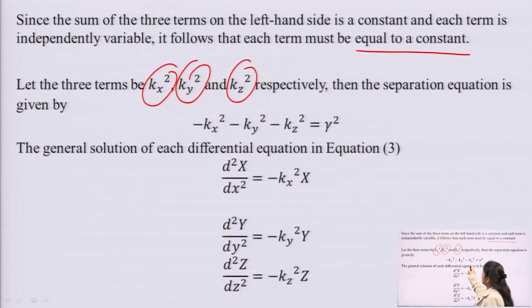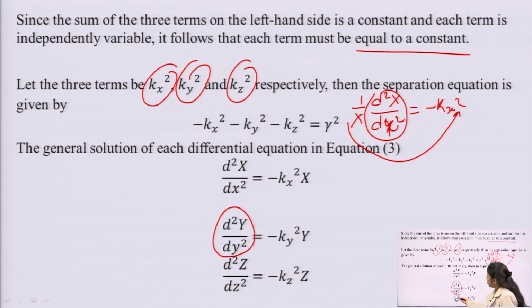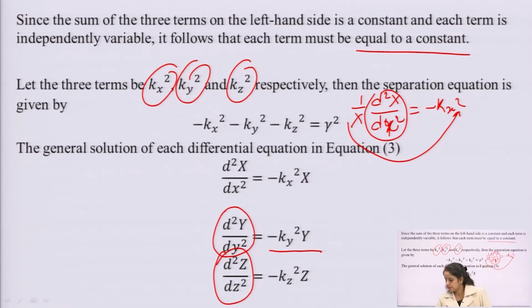So, we have this expression, and when we say 1 by X d square X by dx square is equal to minus kx square, d square X by dx square is equal to minus kx square into X, since X will come to this side. Similarly, for all the other cases, d square Y upon dy square is equal to minus ky square Y, d square Z upon dz square is equal to minus kz square into Z.